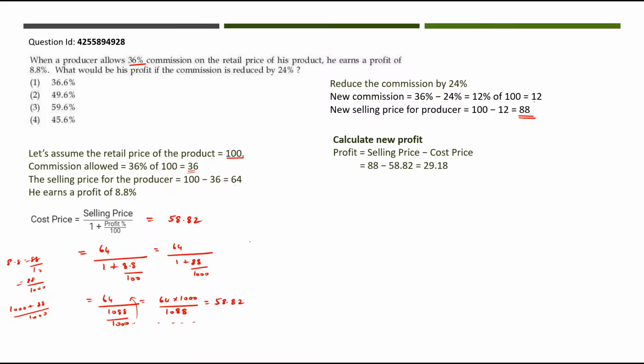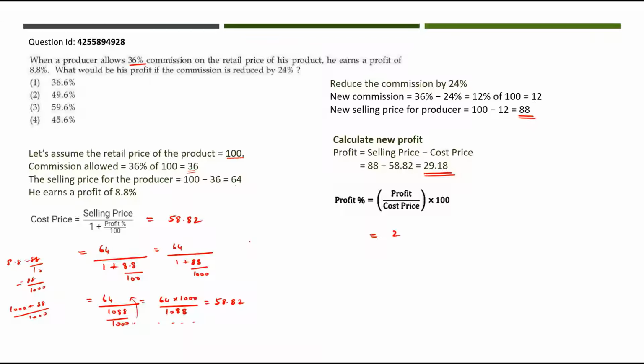Now we have to calculate the new profit. Selling price minus cost price. The selling price after reducing the commission is 88 and the cost price is 58.82. So 88 minus 58.82 will give a value of 29.18. Now we have to find the profit percentage. Profit percentage is equal to profit divided by cost price into 100.